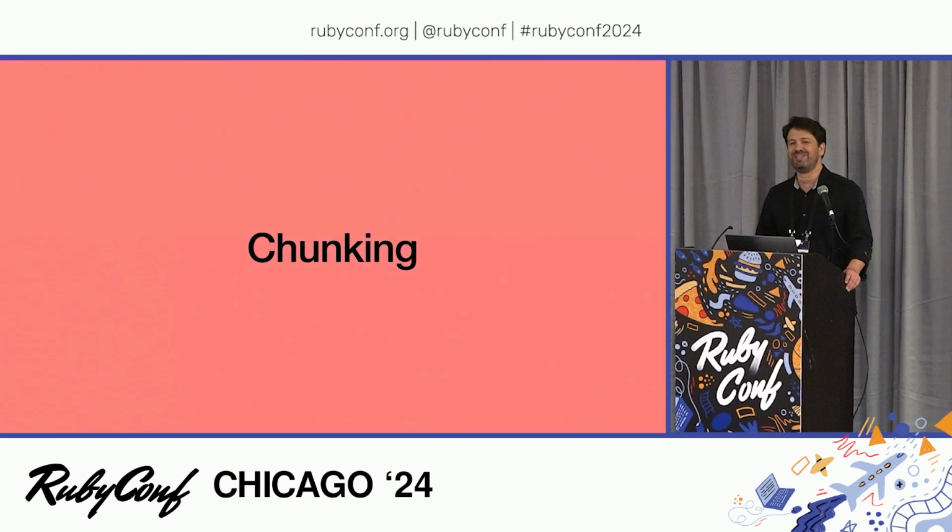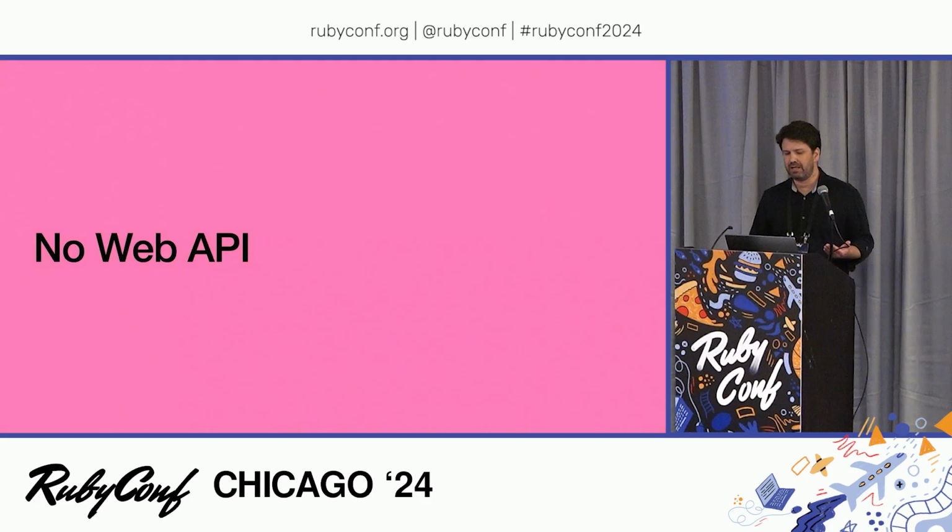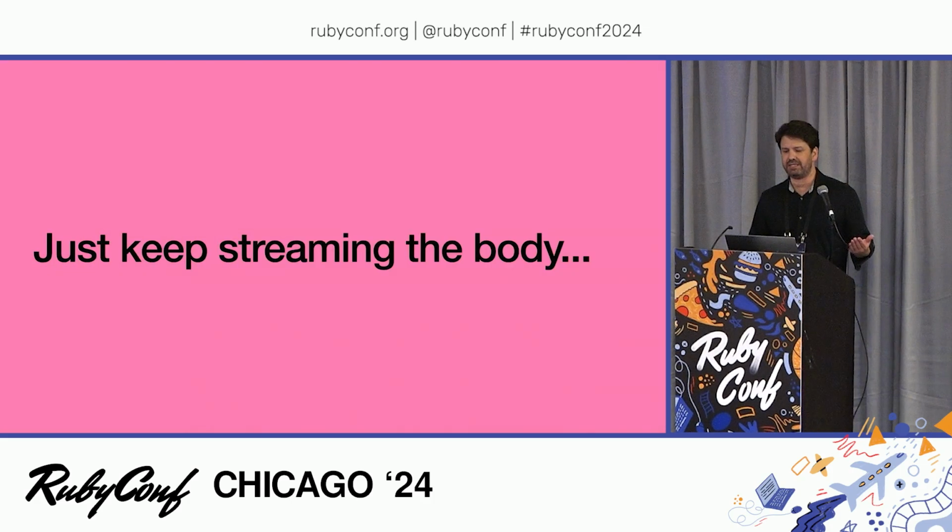So let's quickly digress into the world of JavaScript. Chunking came out in 1999 with HTTP 1.1, but people are still using it today in novel ways. So we've looked at WebSockets and this WebSocket 2.0, web transport. We've looked at SSE. These are the things we use in Ruby. But you can do these without a web API.